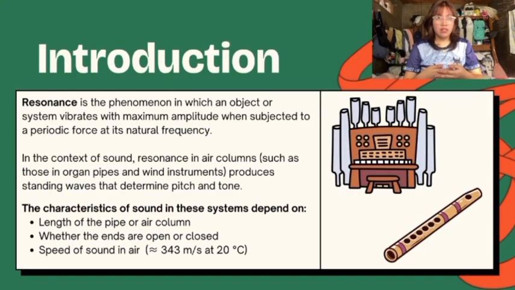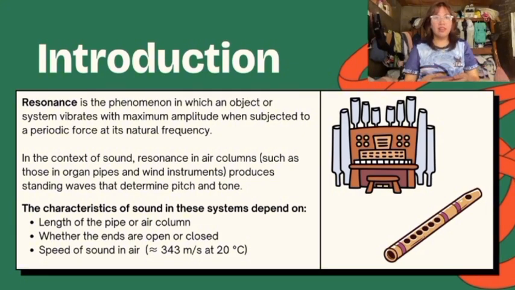So, what is resonance? Resonance is defined as the phenomenon in which an object or a system vibrates with maximum amplitude when a periodic force is applied at its natural frequency. In simpler terms, it happens when something vibrates more strongly because it is being pushed at just the right timing. So, in the context of sound, resonance is very important in air columns such as those found in organ pipes and wind instruments. These air columns form standing waves, which determine the pitch and tone that we hear.